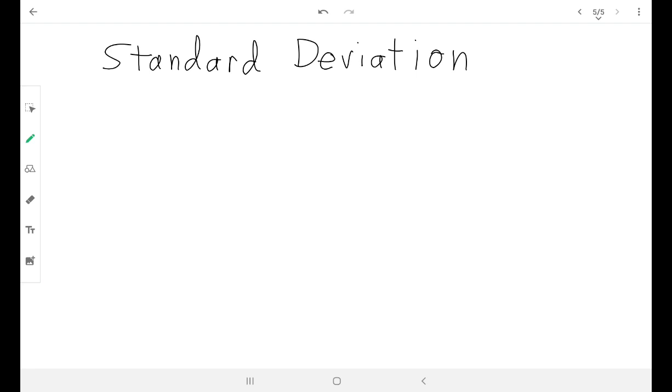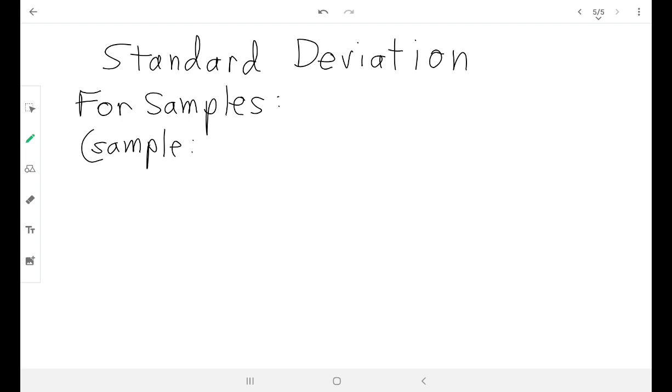And we've got two different things. We've got for samples. And a sample, and we'd love it to be a random sample. A sample is part of the whole. That is data that we're taking that is not everything. Okay?